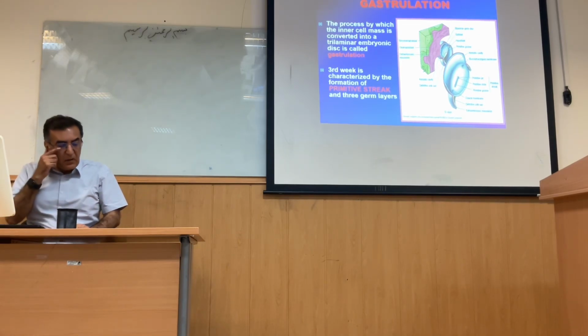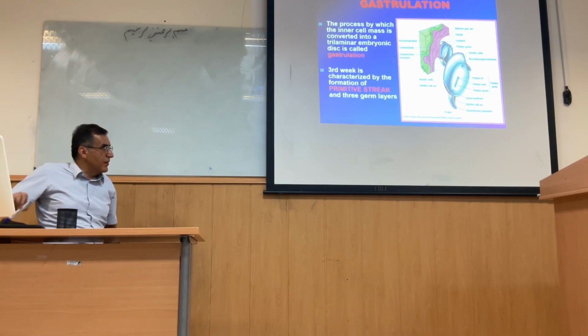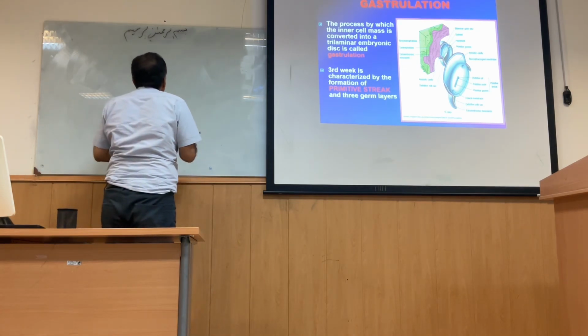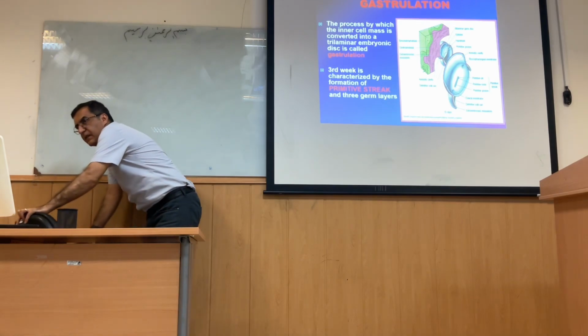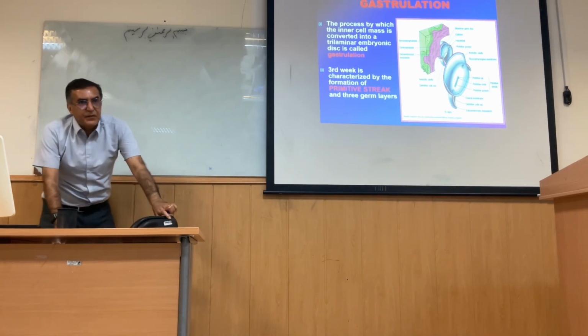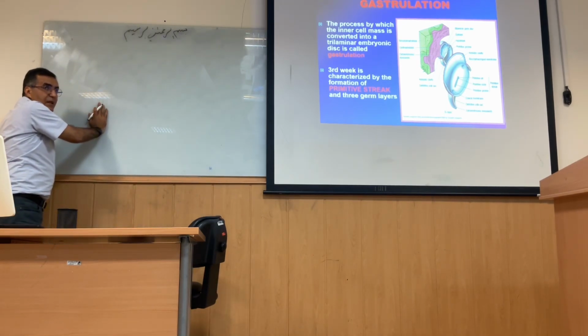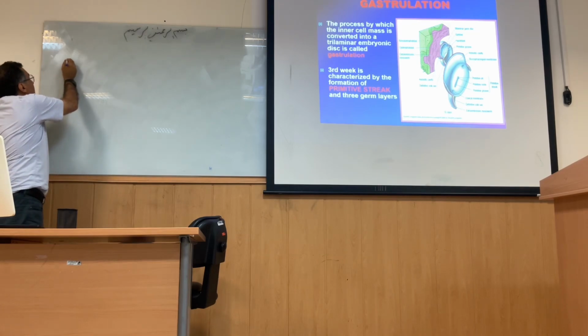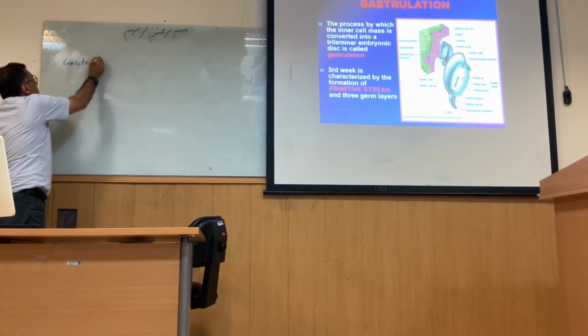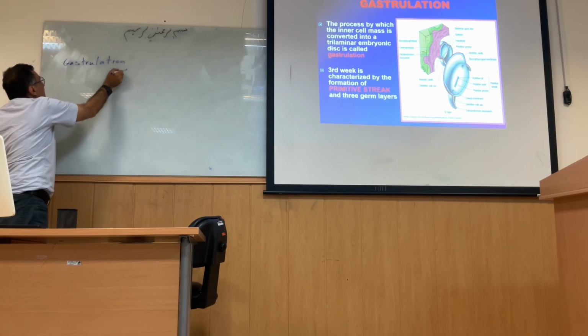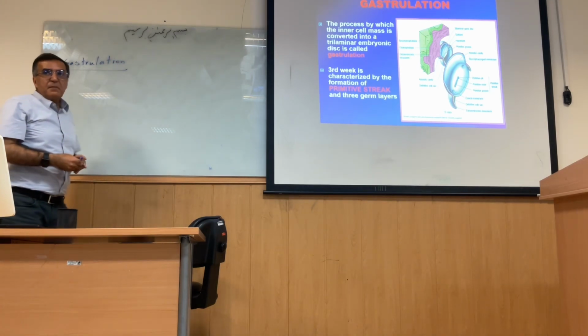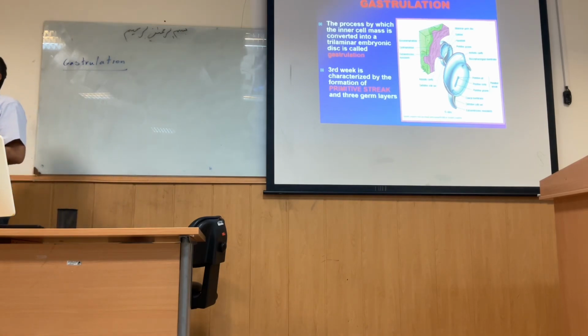Okay, and now I want to talk about another topic. If you want to make a trilaminar germ disc, it happens in the third week of gestation. The formation of the three-layered germ disc happens by this mechanism: gastrulation. Gastrulation is a process in which the two-layered germ disc changes to the three-layered germ disc. This is a new term, gastrulation.